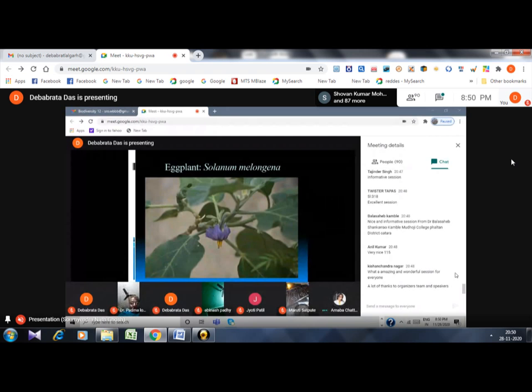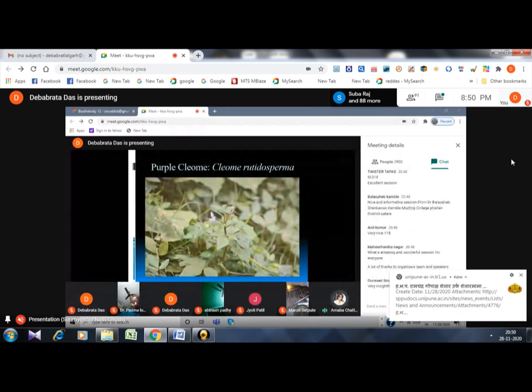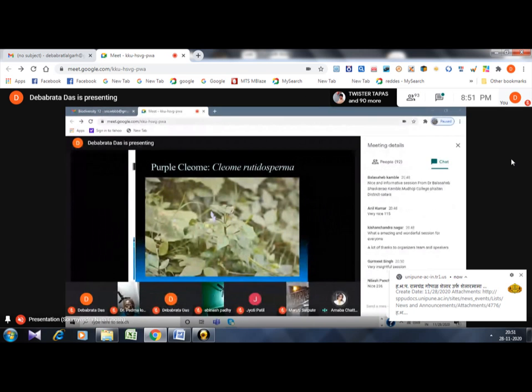Then purple cleome. This purple cleome plant is very important for many butterflies. This plant hosts the larvae of psyche, striped albatross, etc. There are many other plants that host the psyche butterfly. I will show you later.